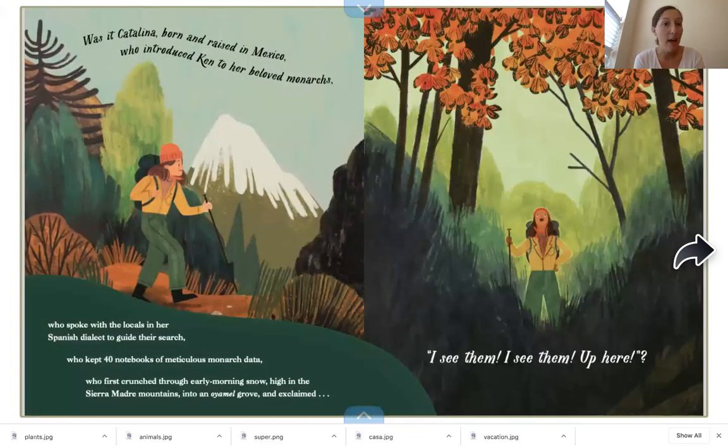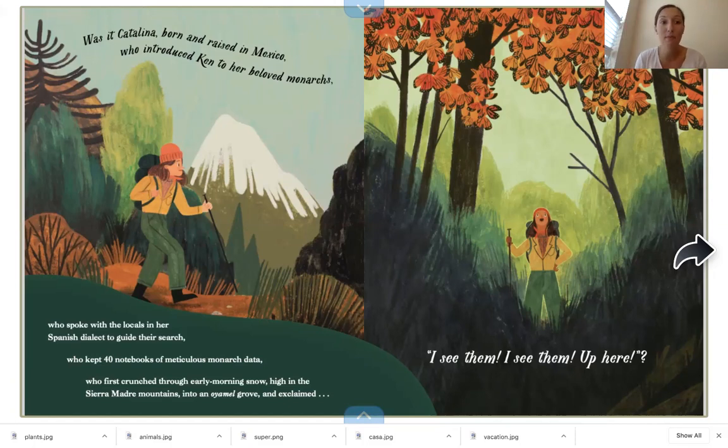Was it Catalina, born and raised in Mexico, who introduced Ken to their beloved monarchs? Who spoke with the locals in their Spanish dialect to guide their search? Who kept 40 notebooks of meticulous monarch data? Who first crunched through early morning snow, high in the Sierra Madre Mountains and in Oyamel Grove, exclaimed, I see them! I see them! Up there!